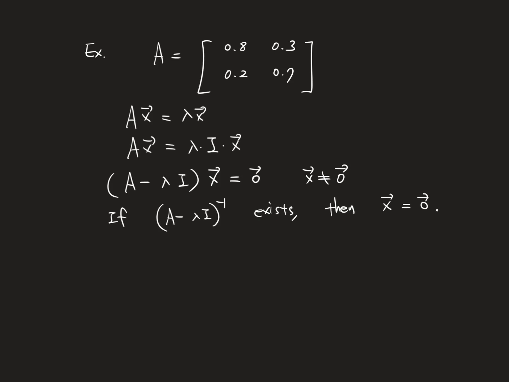So to find an eigenvector, the necessary condition is that the determinant of A minus lambda I should be 0. I mean, A minus lambda I should be a singular matrix. So we call this equation the characteristic equation.